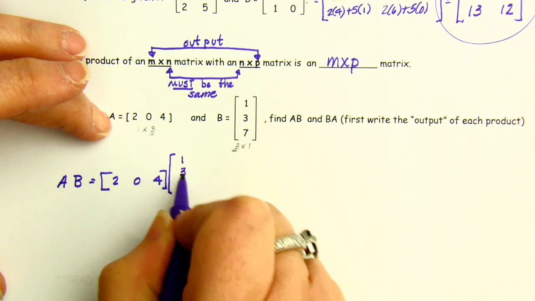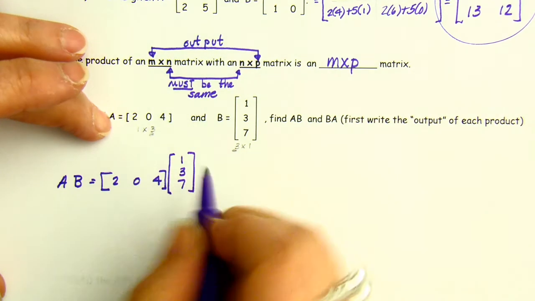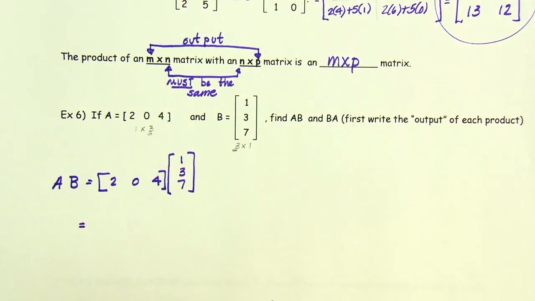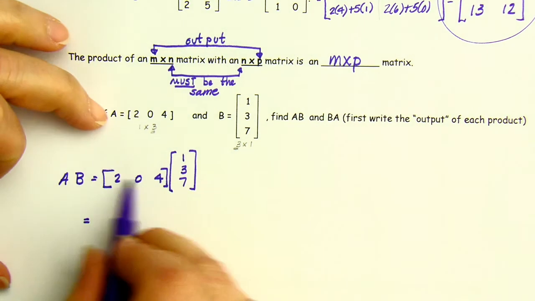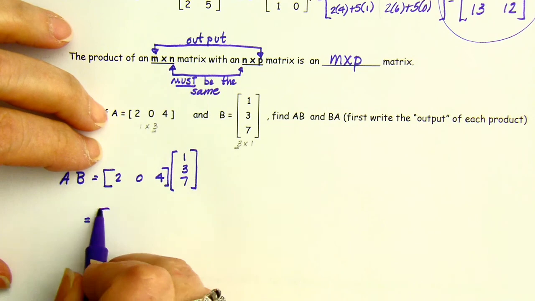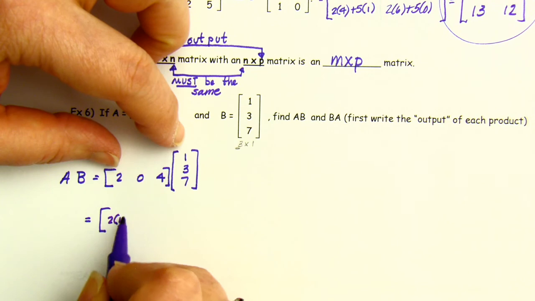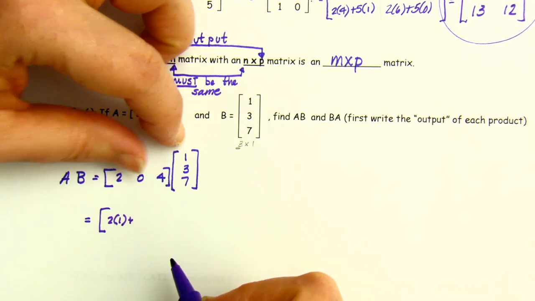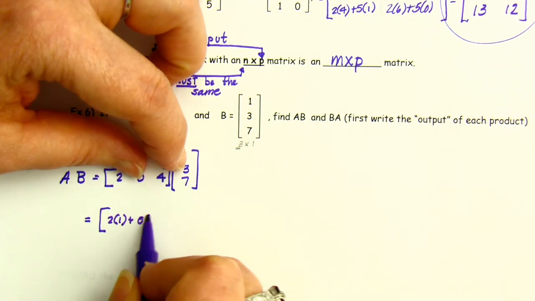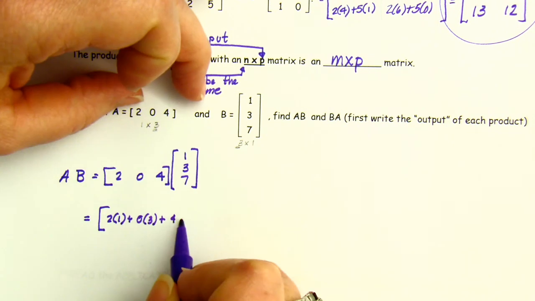1, 3, 7. All right. It's a row by column multiplication. I've got 1 row and 1 column. That's it. So what's going to end up happening is it's going to be the first with the first, 2 times 1, plus second with the second, 0 times 3, plus third with the third, 4 times 7.